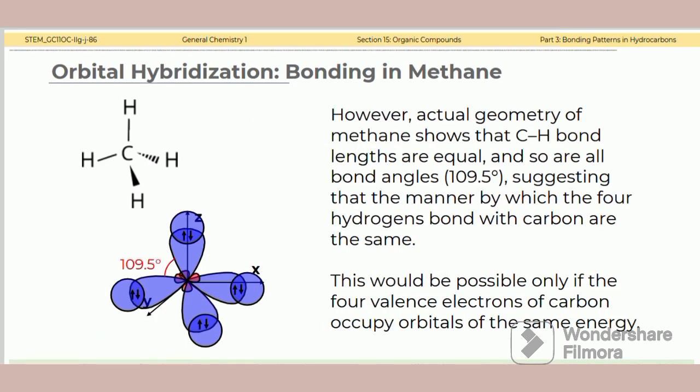However, the actual geometry of methane shows that carbon-hydrogen bond lengths are equal, and so are all bond angles, which equal 109.5 degrees, suggesting that the manner by which the 4 hydrogens bond with carbon are the same. This would be possible only if the 4 valence electrons of carbon occupy orbitals of the same energy.